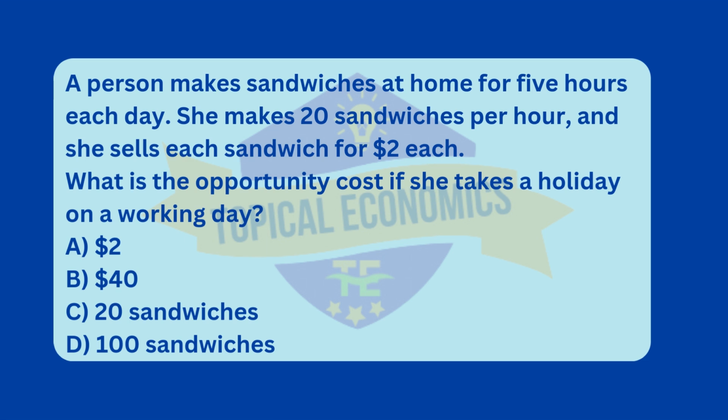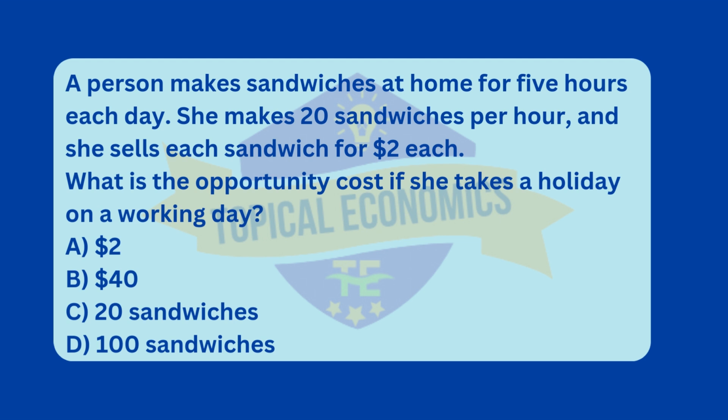The correct answer for this question is option D, 100 sandwiches. Opportunity cost refers to the value of the next best alternative that is foregone when a decision is made. In this case, the person is deciding to take a holiday instead of working and making sandwiches. The opportunity cost is what she gives up by not working that day, which is the sandwiches she could have made and sold when she works for 5 hours a day and makes 20 sandwiches per hour.